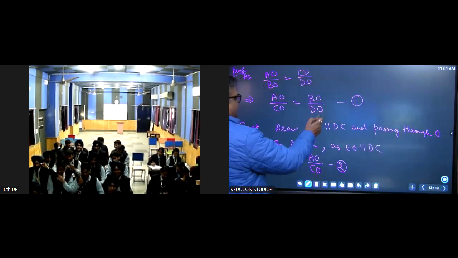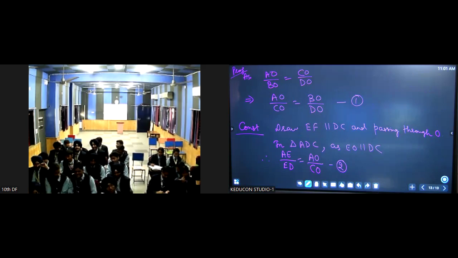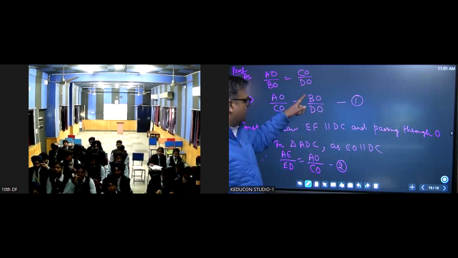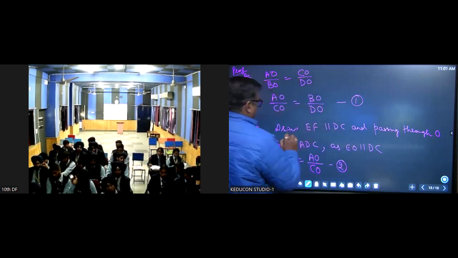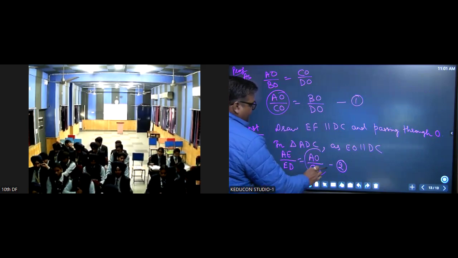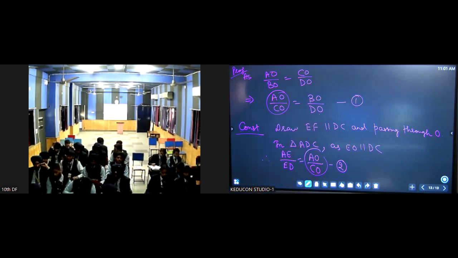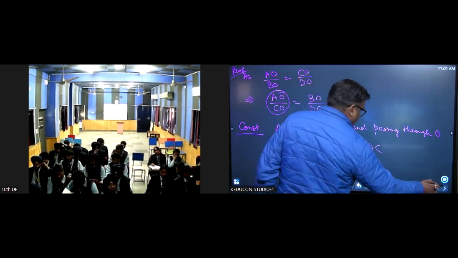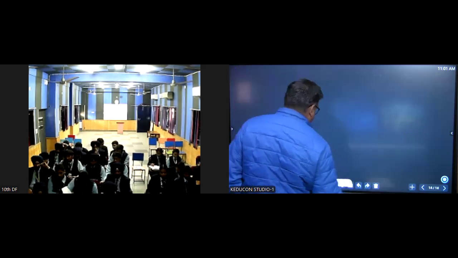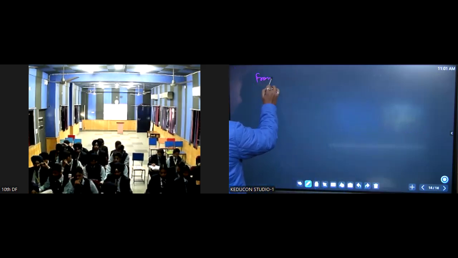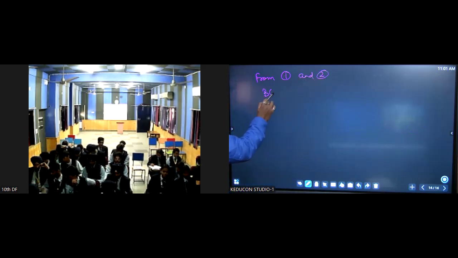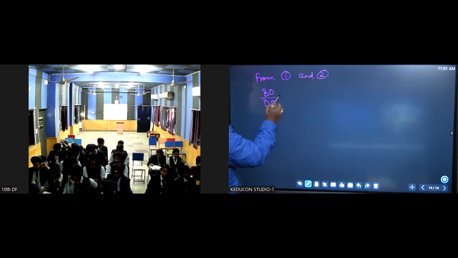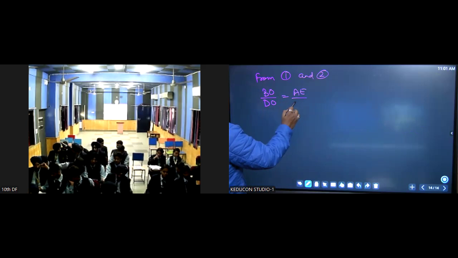यहाँ पे क्या हो जाएगा बेटा? 1 and 2. अगर आप 1 and 2 को ऑब्जर्व करो, AO upon CO equal to BO upon DO, तो यहाँ से क्या कर सकते हैं हम? From 1 and 2 ये वाला पार्ट सेम है, तो these two will be equal. AE upon ED equal to BO upon DO. From 1 and 2, BO upon DO will be equal to AE upon ED. यहाँ तक कोई डाउट बचा?